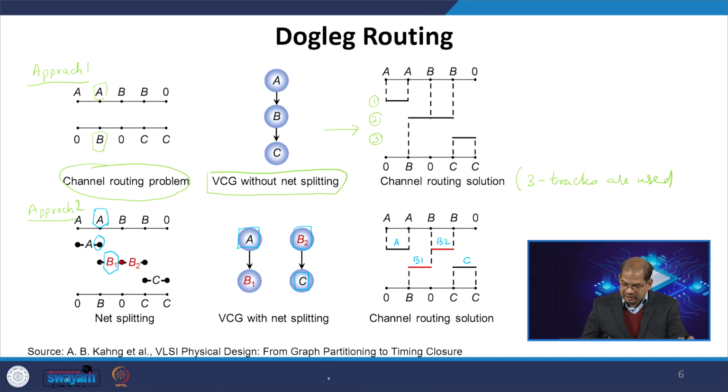So, the advantage of doing this is that the number of tracks becomes 2: this is the first track and this is the second track. So, in this solution we are using 2 tracks. So, this is the procedure of the Dogleg routing algorithm. Okay.